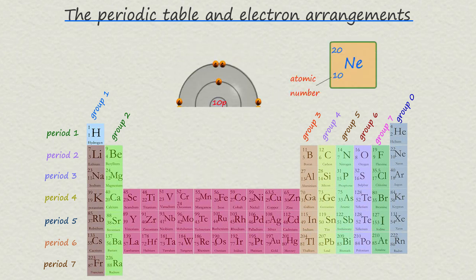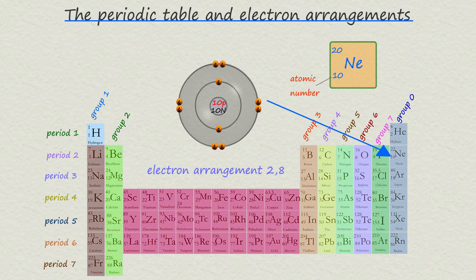As another example, consider the element neon, which has an atomic number of 10. And so an atom of neon will have 10 protons inside its nucleus and 10 electrons in the electron shells or energy levels. Since it has 10 electrons, it will have an electron arrangement of 2-8. It will have 2 electrons in its first shell and 8 electrons in its outer shell. This means it will be in group 8 or group 0 of the periodic table, and since the neon atom has 2 electron shells, it will be found in period 2 of the periodic table.